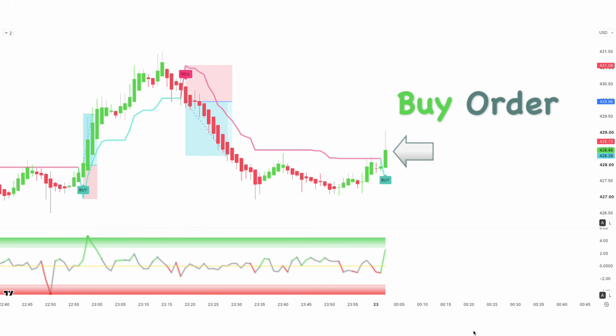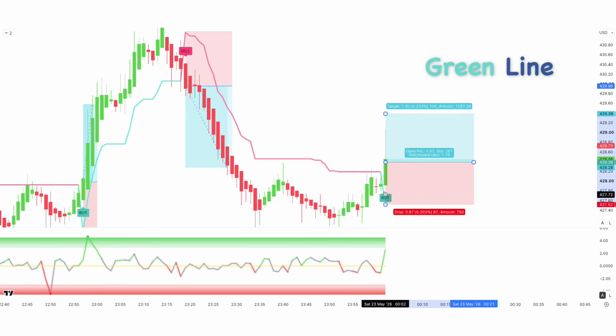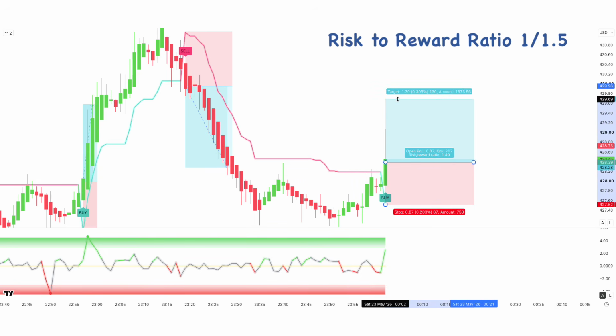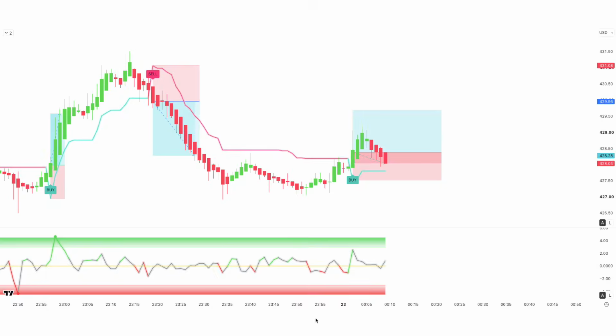So all our conditions are being fulfilled, so we are placing an order to buy. Our stop loss is to be placed at the turquoise green line, and the risk-to-reward ratio will be 1:1.5. Let's see what happens to our trade.